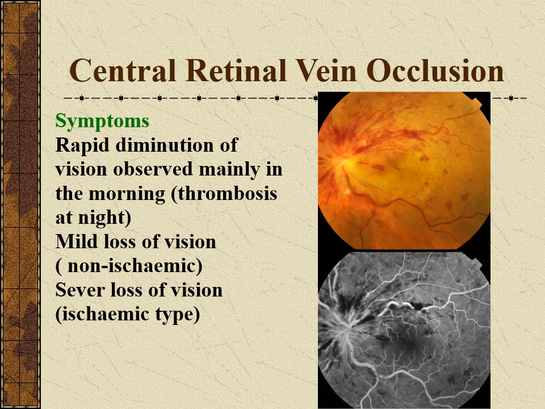Now, what about the clinical picture of central retinal vein occlusion? The typical presentation for a patient suffering from central retinal vein occlusion is rapid diminution of vision that is observed mainly in the morning. This is usually because the thrombosis is most commonly formed at night. Rapid diminution of vision means decrease of vision within hours, and it can be mild loss of vision if the vein occlusion is of the non-ischemic type, or severe loss of vision if the type of the occlusion is of the ischemic type.